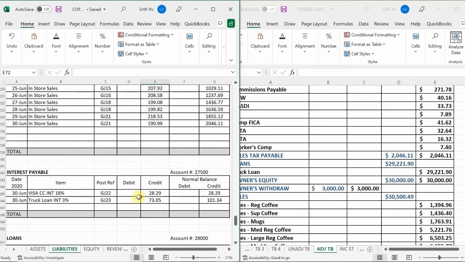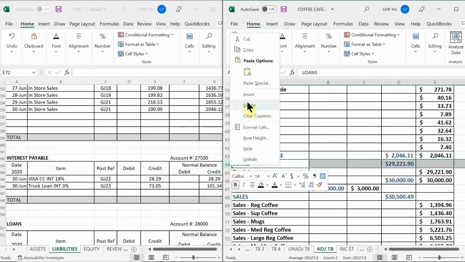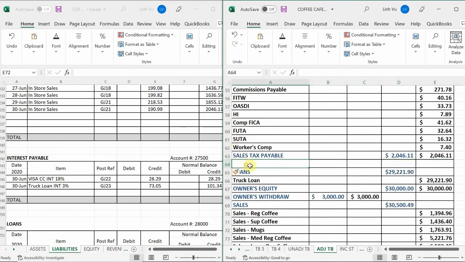And then we need to insert because we had interest payable. So we need to insert that right above loans. Okay, insert for interest payable. So we have an interest payable of a total of 101.34.